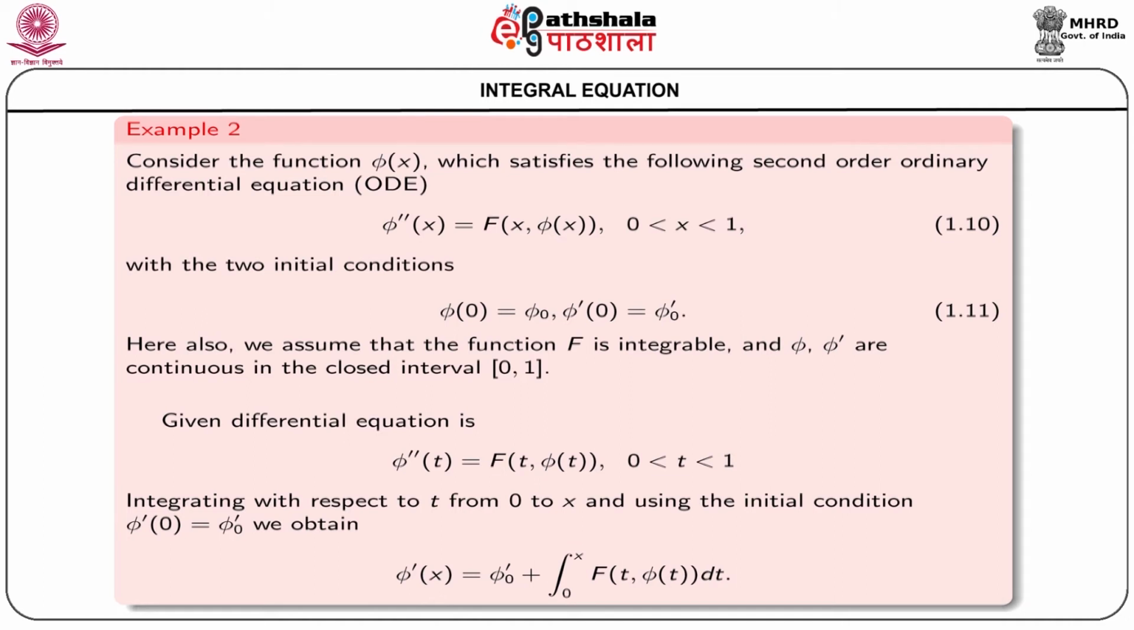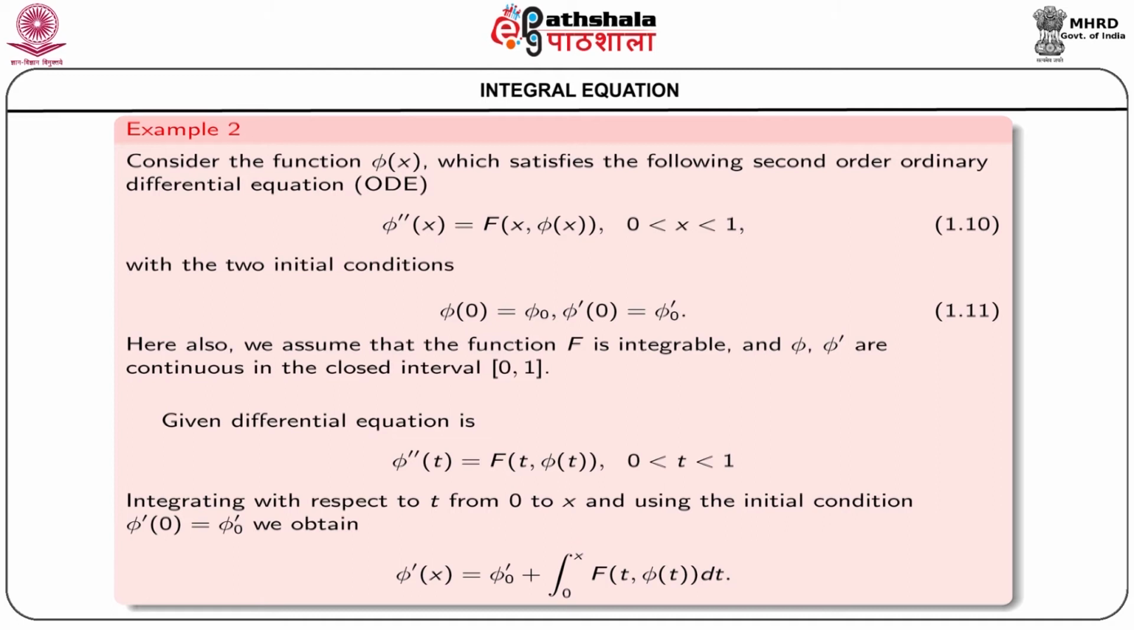Now we come to the second example. We consider the function phi(x) which satisfies the following second order ordinary differential equation given by d²phi/dx² equal to capital F, which is a function of x and phi(x), where x lies in the interval 0 to 1. And two initial conditions are there.